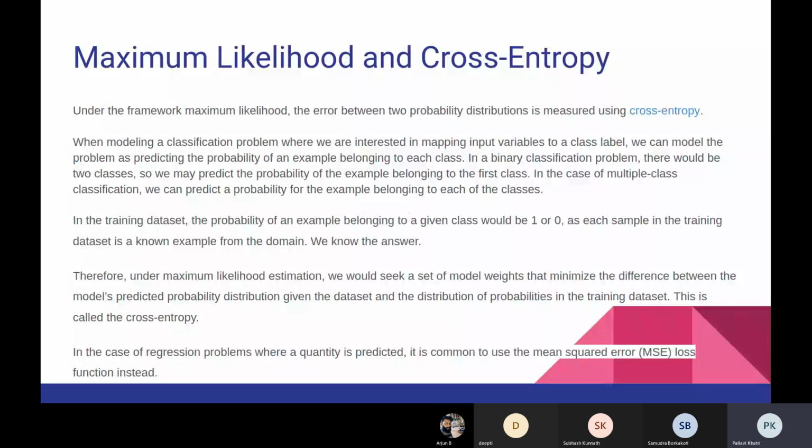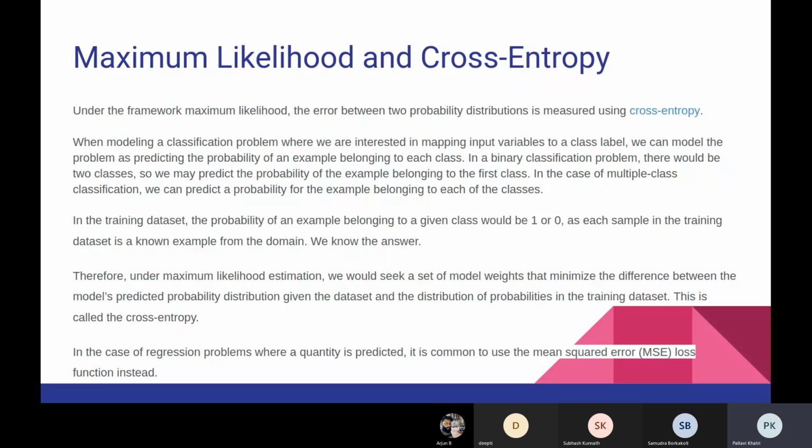Then, when modeling a classification problem, we are interested in mapping a class label. For example, if I have just two classes, that is a binary classification problem. Let's say cat is a class and dog is a class. I have an image and I want to classify that image as either cat or dog. Both will have some probability, between 0 and 1.